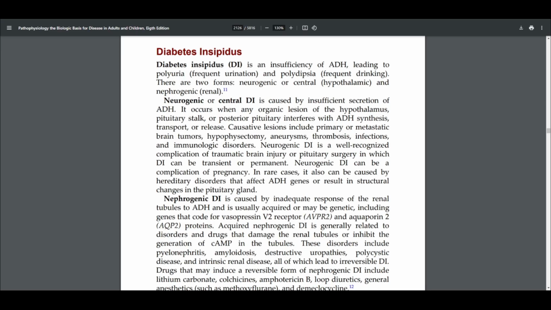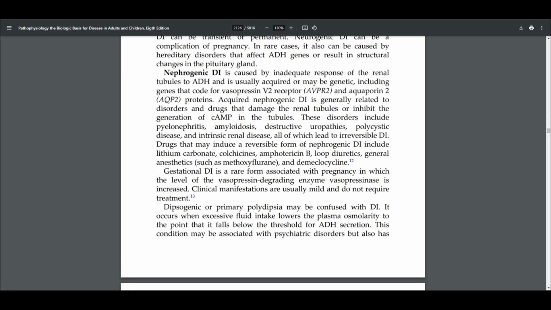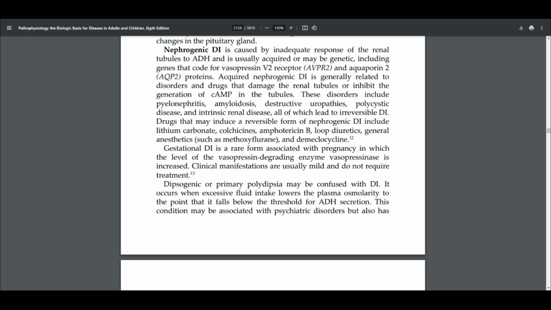In rare cases, it also can be caused by hereditary disorders that affect ADH genes or result in structural changes in the pituitary gland. Nephrogenic DI is caused by inadequate response of renal tubules to ADH and is usually acquired or may be genetic, including genes that code for vasopressin V2 receptors and aquaporin 2 proteins.